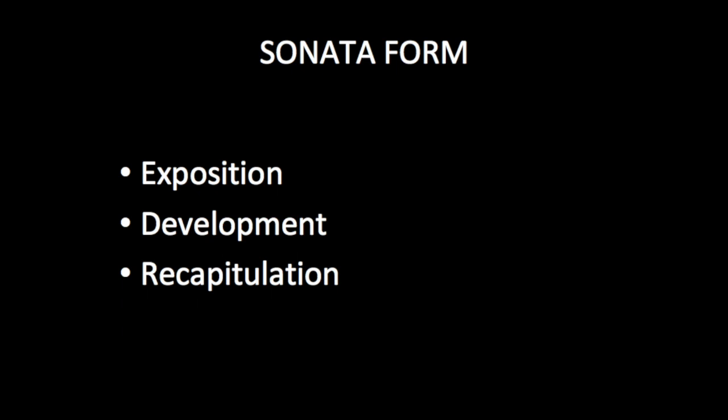Like the exposition of a movie plot that introduces the main characters, the exposition of a sonata form introduces the main themes of the movement. The first theme is in the tonic key, and at some point in the exposition section, the music modulates to a new key, usually the dominant key in music of Mozart's era, and the exposition ends in this new key. Typically, a second, often contrasting theme appears just after this modulation, in the new key.